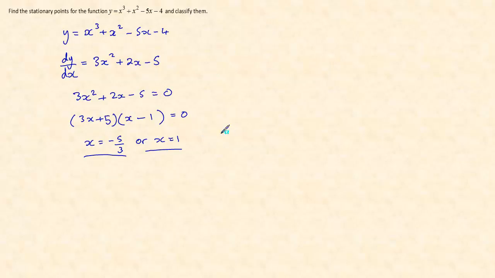So instead of using a sine table, we're going to use the second derivative. And that means that we differentiate this one again. Now when we differentiate dy dx again with respect to x, we get what's known as d2y dx squared. And that's going to be 6x plus 2.